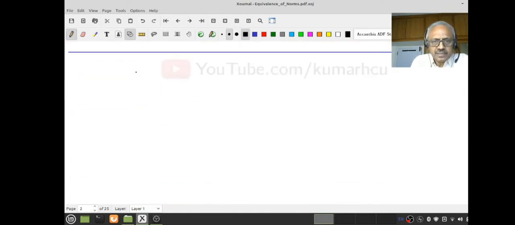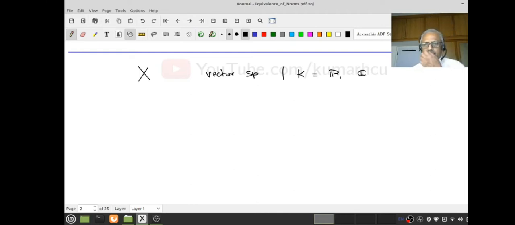As in functional analysis, we will let X denote a vector space over a field K, where the field K may be R or C. I hope all of you know the definition of a norm. That's a map from X to R satisfying some properties.